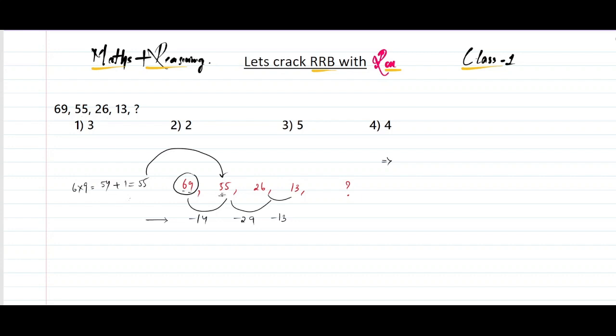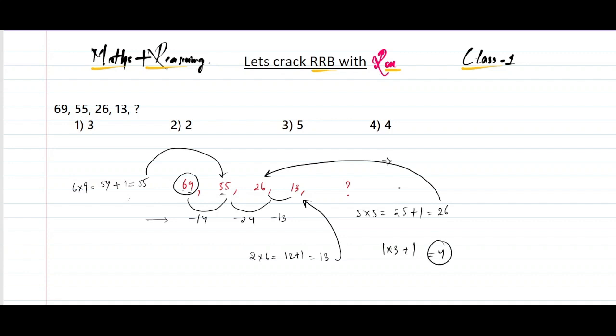Now if I take 5 multiplied with 5, I am getting 25, and if I add 1, I am getting 26, which is the next number. Similarly, 2 times 6, 12, if I add 1, I am getting 13, which is the next number. So what is the next number here? 1 times 3 plus 1, 4 is our answer, which is option number 4.